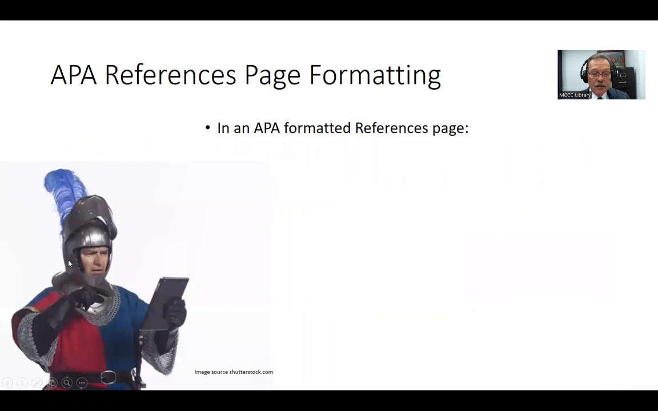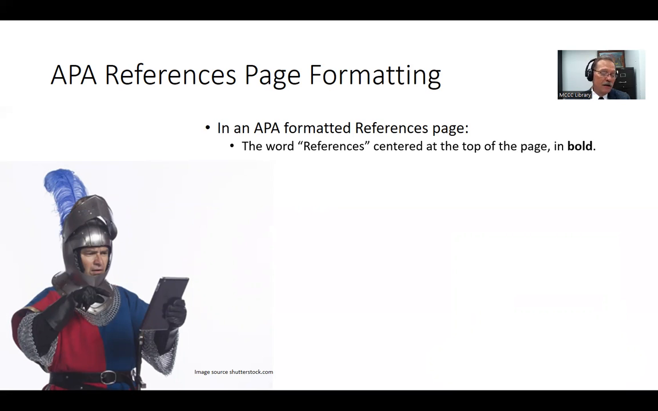For the citations themselves and the references page, firstly, you need the word references at the top of the page. References should be in bold. It is centered in the middle of the page, nothing special beyond that. No underlining, no larger font style, anything like that, not italics, just that single word references at the top of the page in bold.